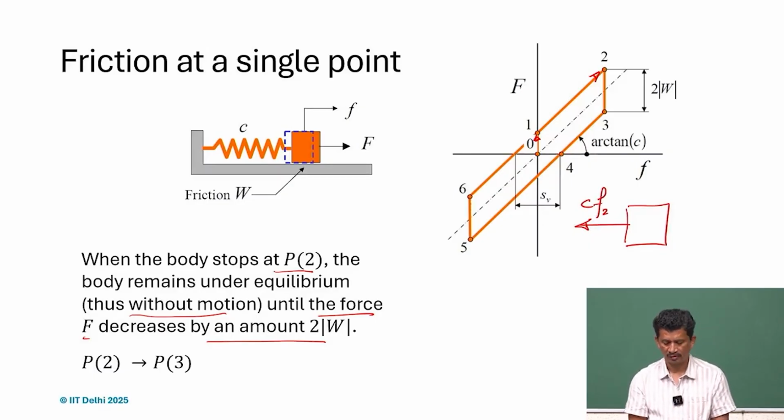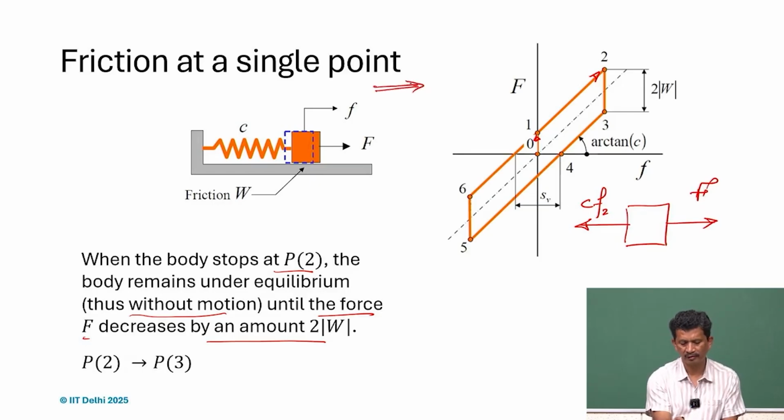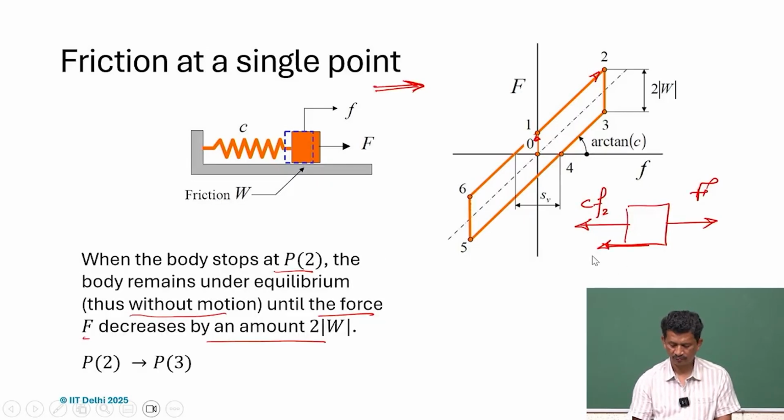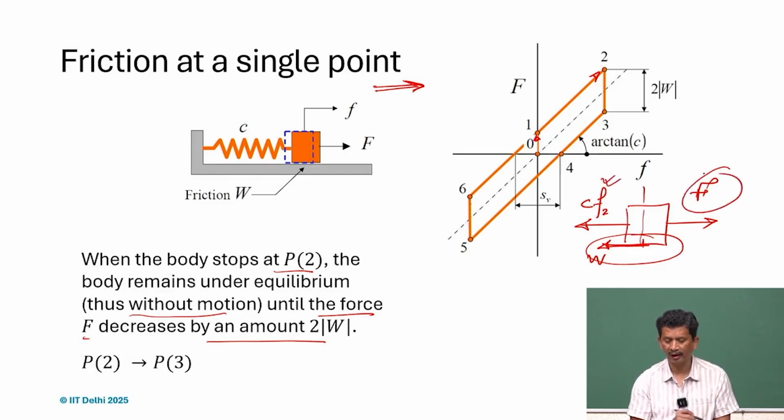that is the force applied by the spring. This was the force. Initially when we are moving towards the right, the friction force was along this direction. This was W, friction force. But the moment we stop and try to reverse, this will readjust. So there is no motion, there is no change in the displacement, but there will be change in F.